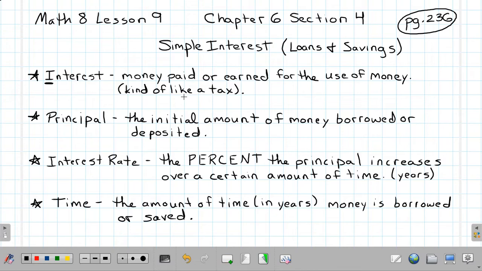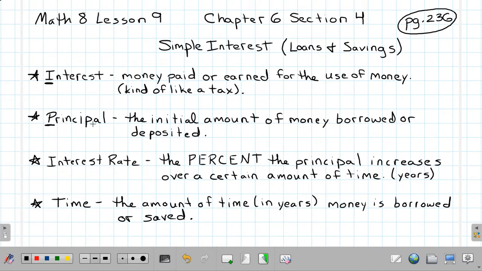Now, how do you calculate interest? Well, you need to know three different things in order to calculate the interest. First off, you need to know what the principal is. And I'm going to underline the letter P here. Once again, it's going to be important here in just a second.